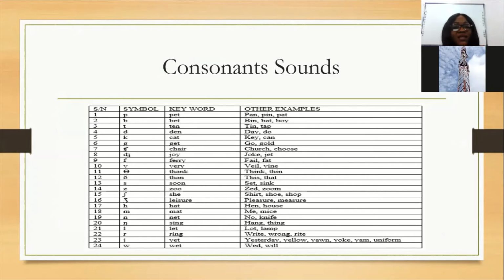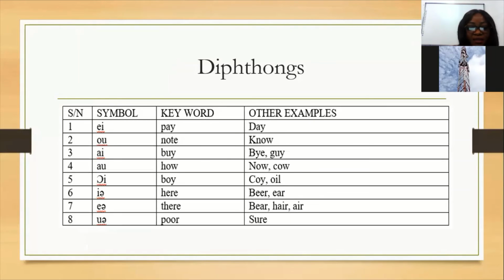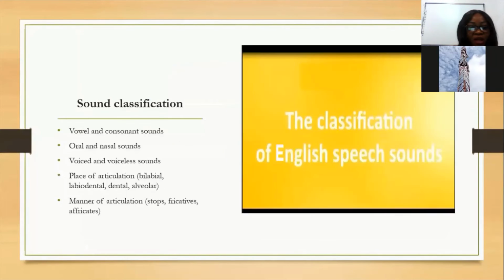Now, the consonant sounds are 24, as earlier stated. Now, we have the P sound, we have the B sound, we have the T sound, we have the D sound, and so on and so forth. Now, I want you to go back to what we had said earlier. Remember when we talked about the sound classification? We talked about vowel and consonant sounds.